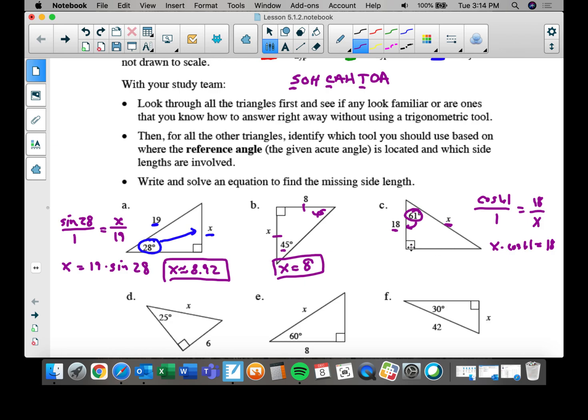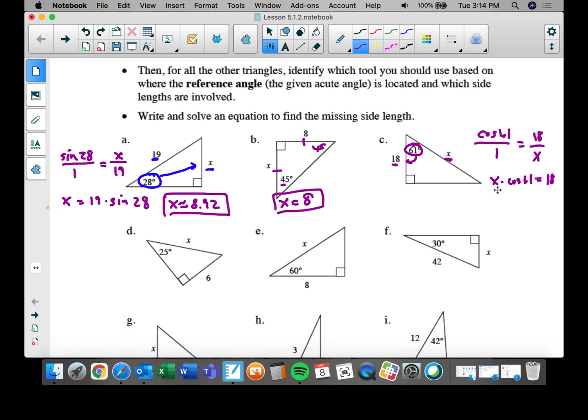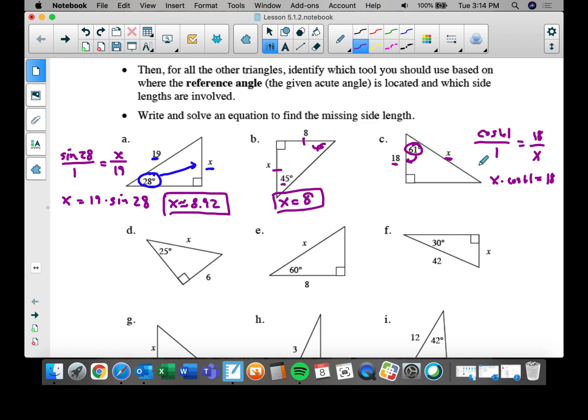And now on this one, unlike in part A, when I cross multiplied, the x was not already by itself. In this problem, I've got to get x by itself. I need to get rid of that cosine of 61. So since I'm multiplying by the cosine of 61, we're going to divide by the cosine of 61 to get rid of it. Same thing on the other side, cosine of 61. Those will cancel, and therefore now I've got x equals, and this is what I'm going to type into the calculator: 18 divided by the cosine of 61.